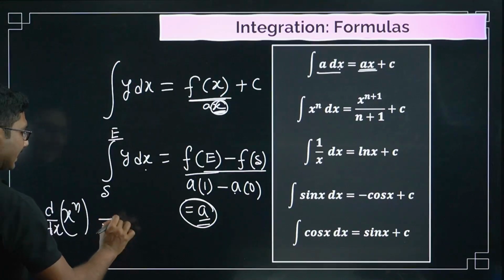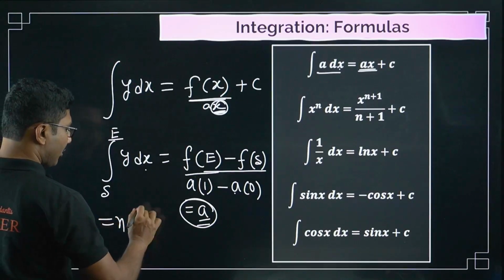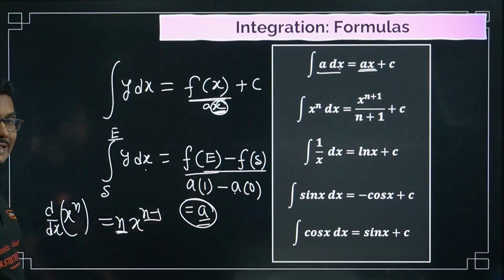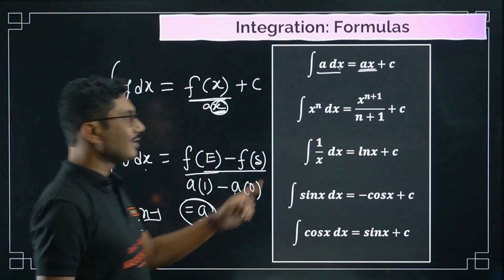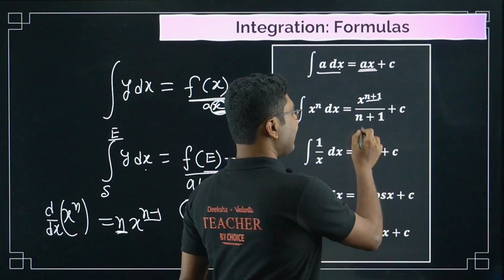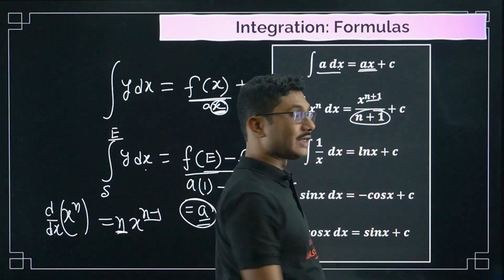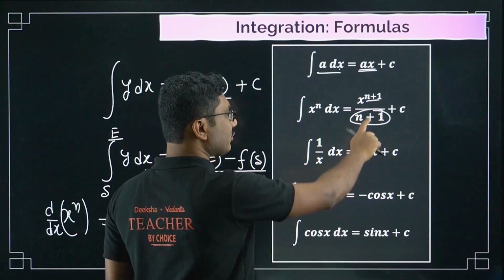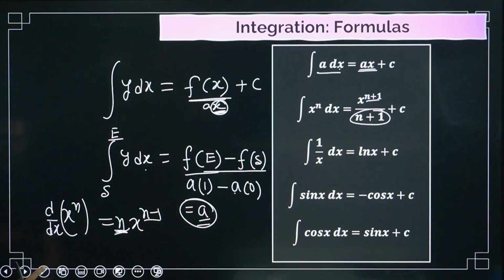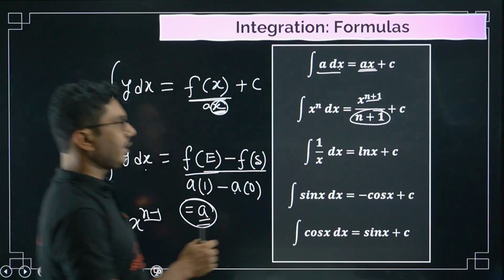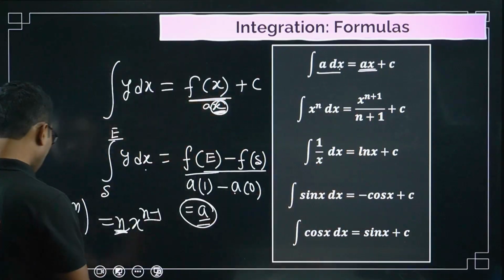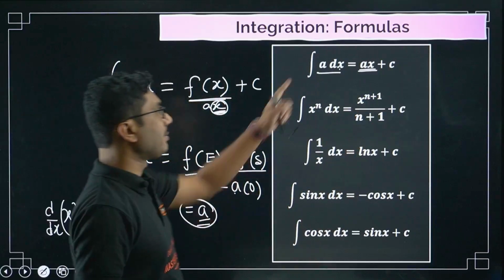It was n x to the power of n minus 1, right? Power was decreasing and the factor is multiplied. Here in case of integration, the power is increasing and the factor is division. Also the factor is not same as n, instead it is basically n plus 1. Okay, so this is the basic integration formula. These two you have to remember.